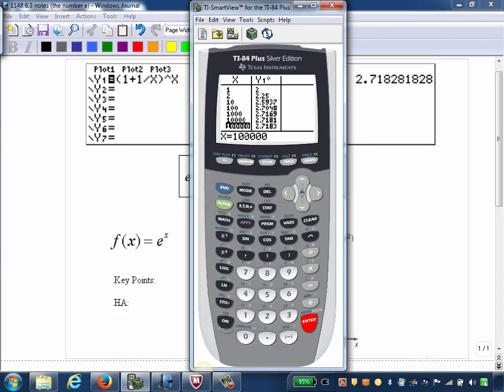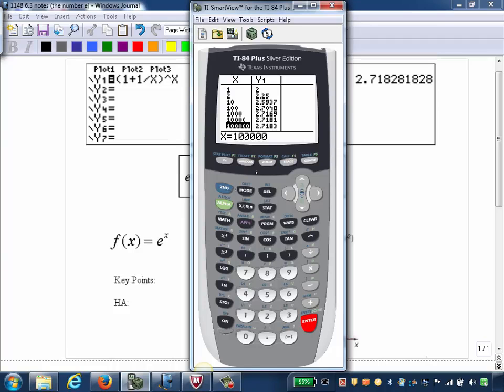So as we evaluate that function, 1 plus 1 over x to the x power, as these x values increase, so we can say as these x values are increasing infinitely or approaching infinity, the y values are not increasing infinitely. We can see that these y values are evening out at this number right around 2.718. That is the number e.